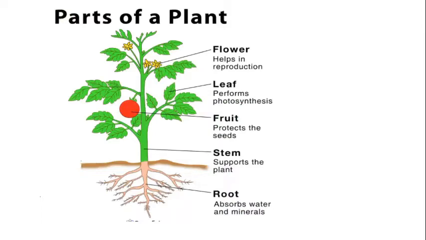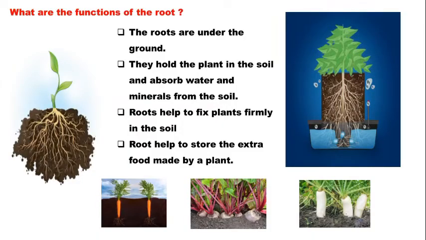First, parts of a plant. What are the parts of a plant, children? Flower, leaf, fruit, stem, root. These are the main parts of the plant. So what will the flower do? It helps in reproduction. And the leaf performs photosynthesis. Fruit protects the seed. Stem supports the plant. And root absorbs water and minerals.